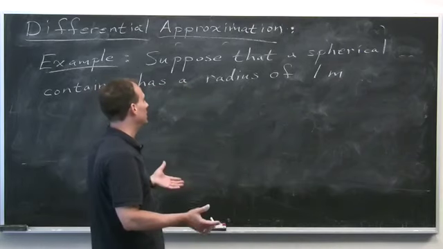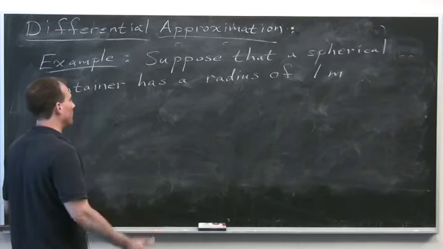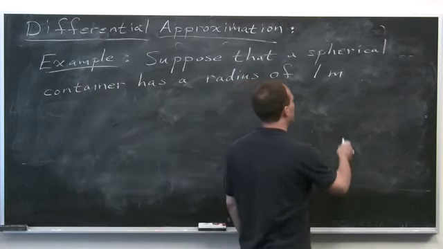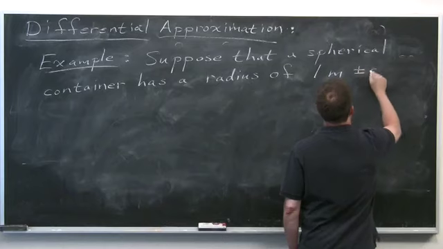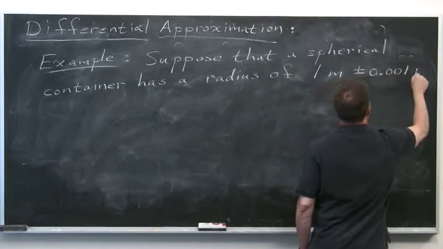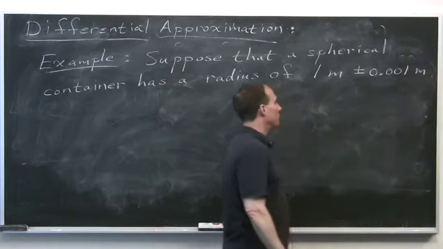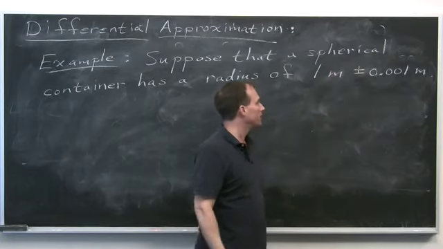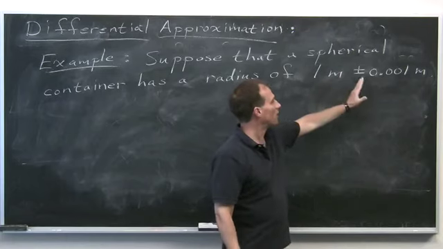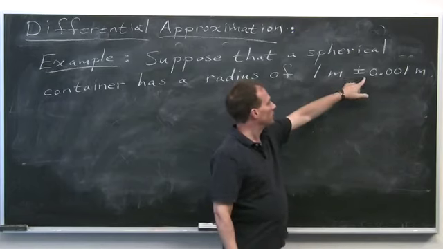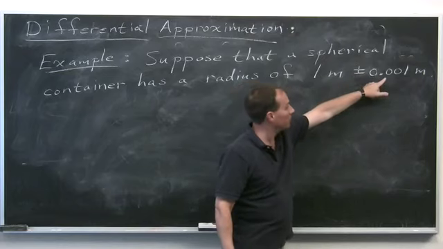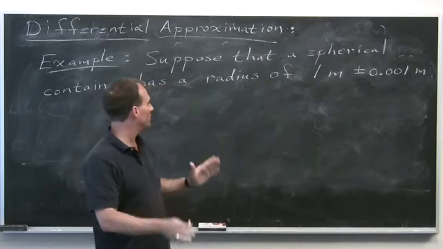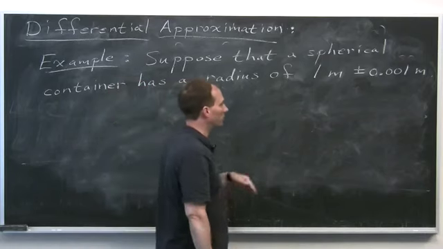And what you frequently see in actual physical problems involving measurements is this has a radius of 1 meter to within plus or minus 0.001 meters. So that doesn't mean that its radius is either 1 meter plus this or 1 meter minus that. It means that it's anywhere between 1 meter minus 1 millimeter and 1 meter plus 1 millimeter. It doesn't have to be exactly one of those. It's somewhere in between.